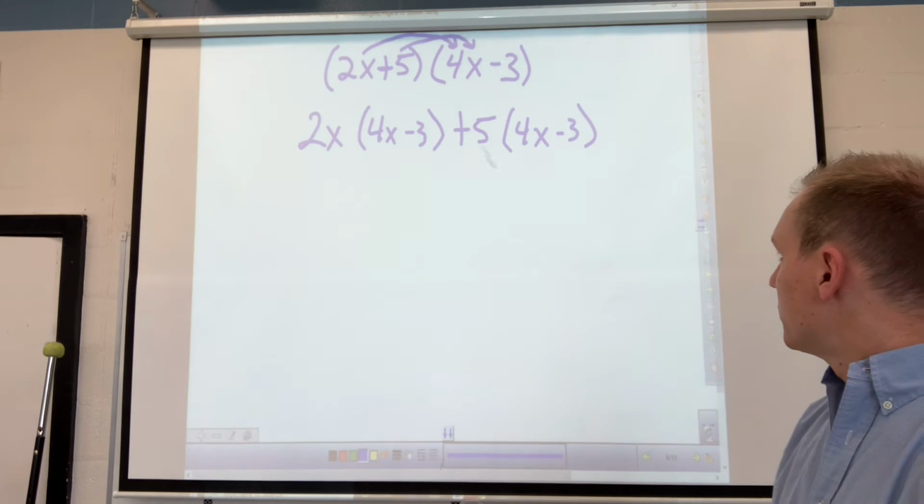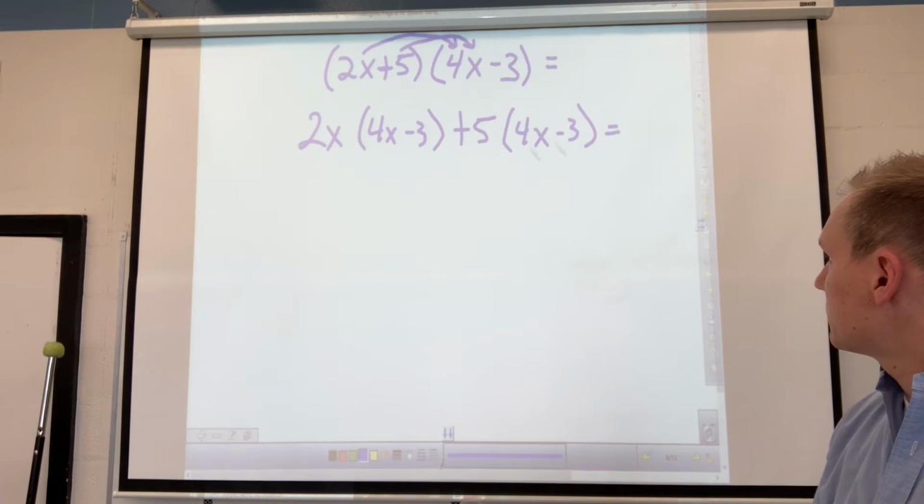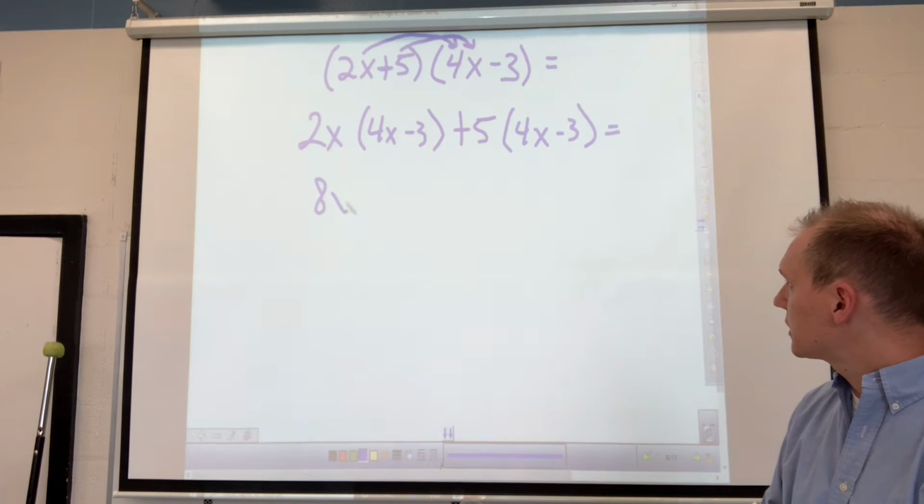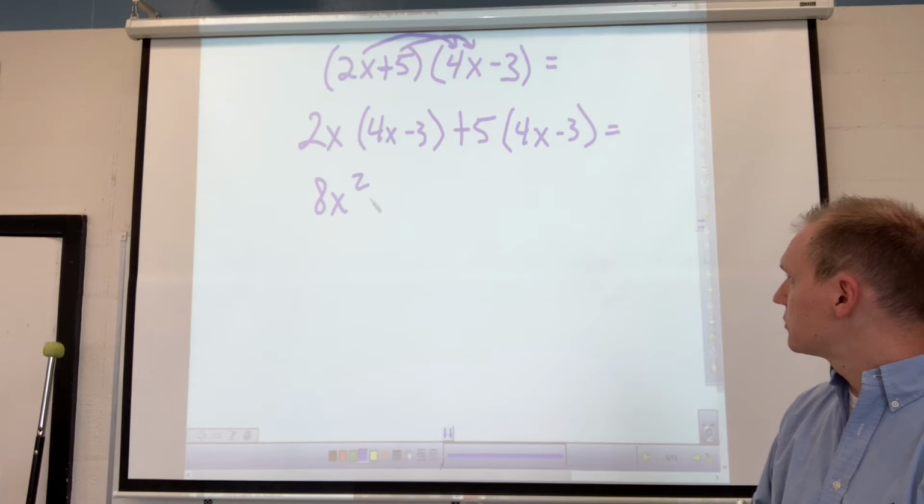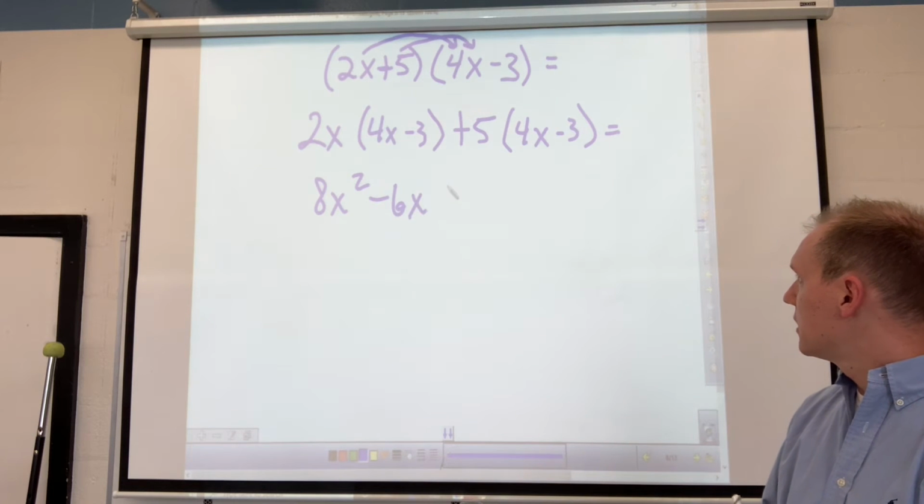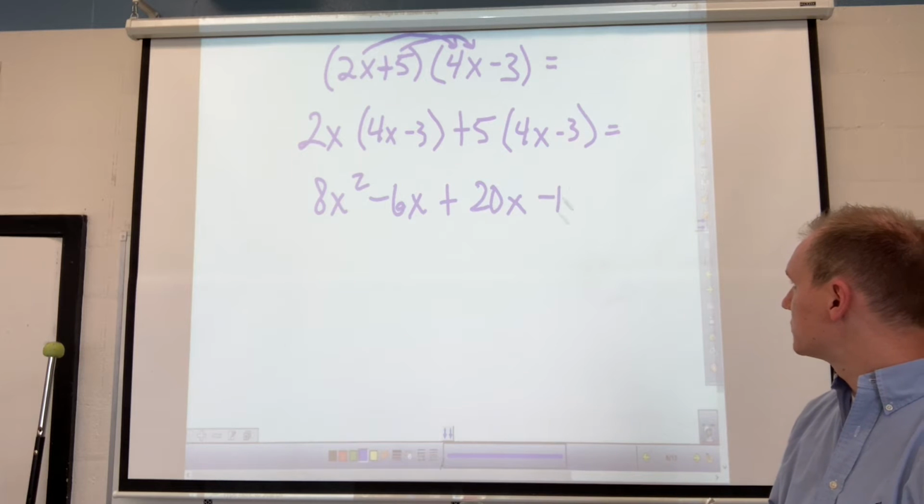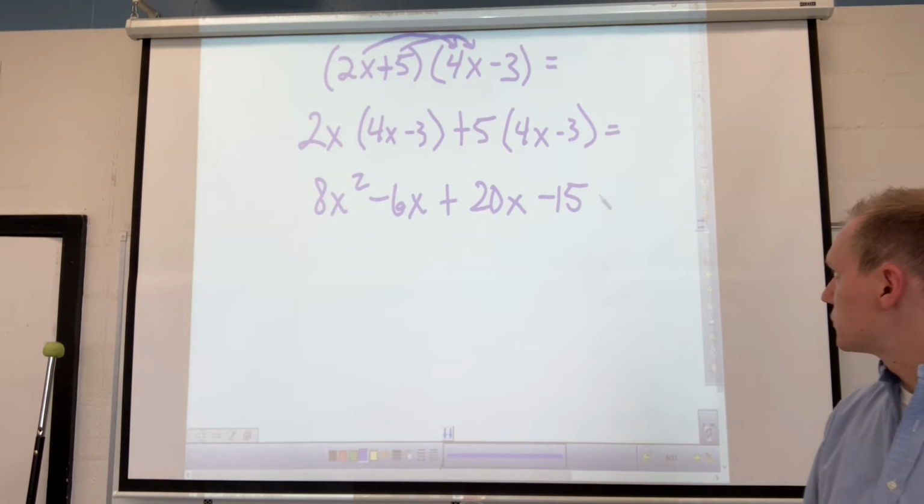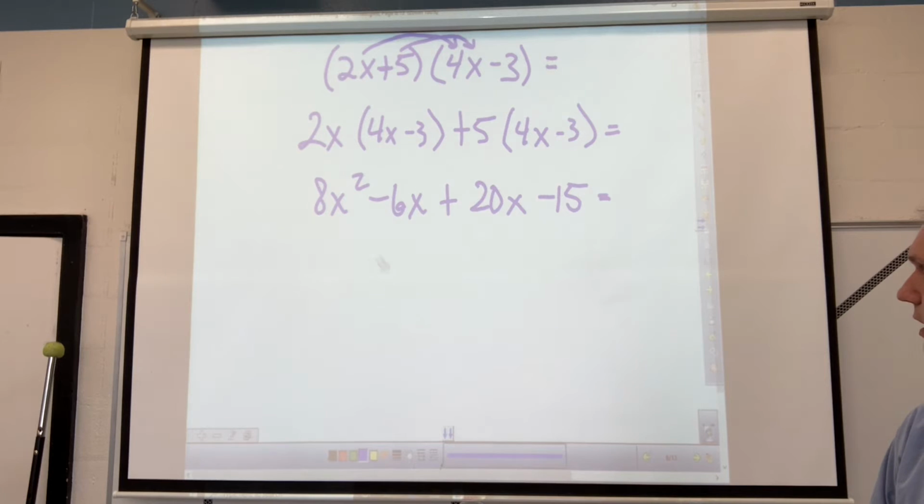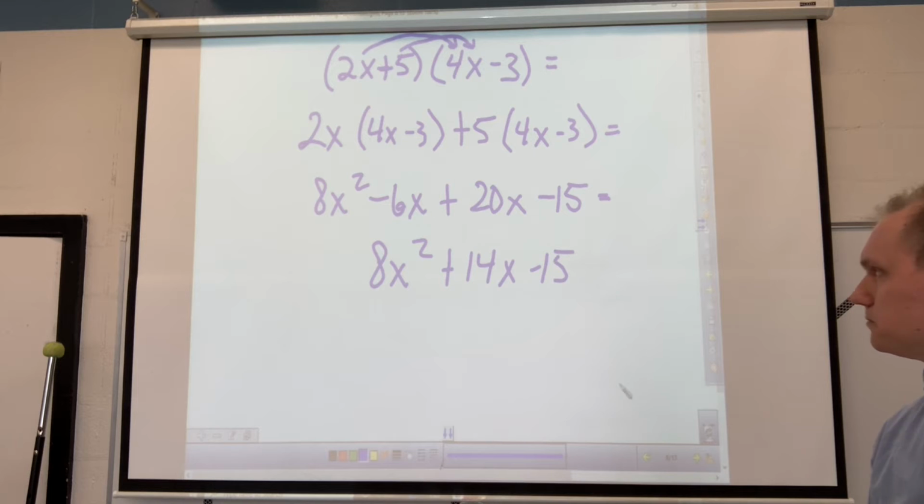So when we distribute both of those, we're going to get, let's see, 2x times 4x is 8x squared. 2x times negative 3 is negative 6x. And then plus 20x and minus 15. And of course from there we can simplify by combining like terms. So it'll be 8x squared plus 14x minus 15.